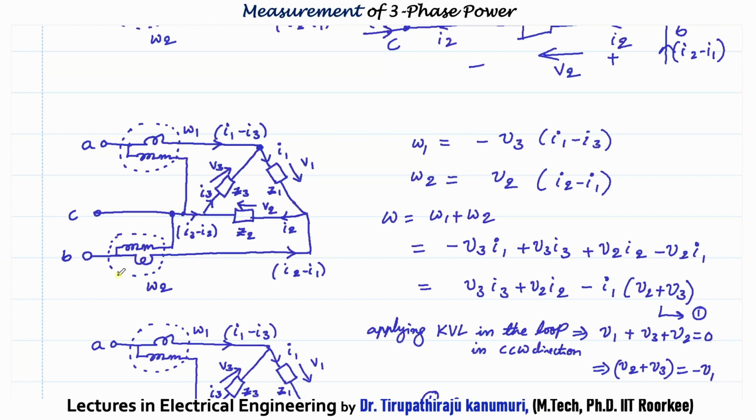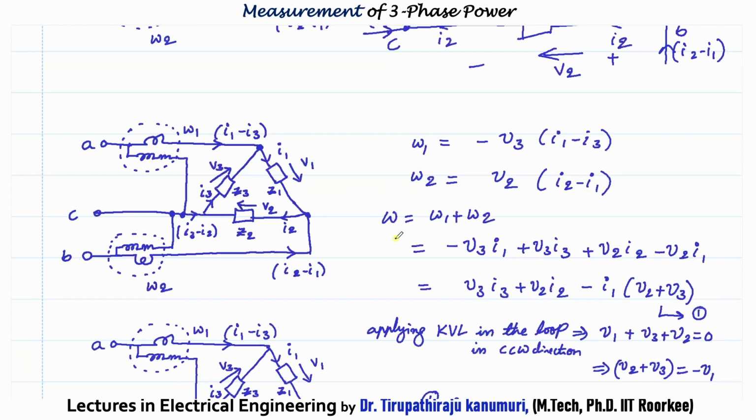Now coming to wattmeter 2. What is the current there? Applying KCL at this node, I2 minus I1. And what is the voltage? You can see the pressure coil is connected between this node and this node, and the voltage between them is V2. I2 is passing like this, which means this is at a higher potential compared to the second point. That's why the voltage will be positive. That's why it is V2 into I2 minus I1.